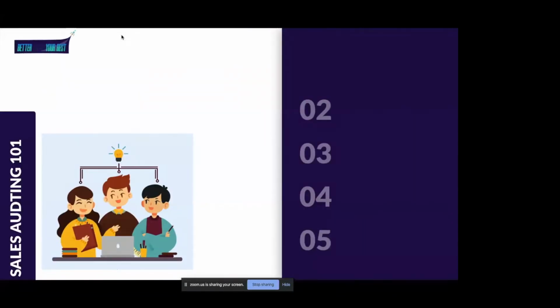First of all, the very first step of sales auditing is to define the sales levels, which means you have to segregate your members into different levels, because the entire idea of sales auditing is to segregate members based on their sales capacity. So you will now have to segregate them into different levels.